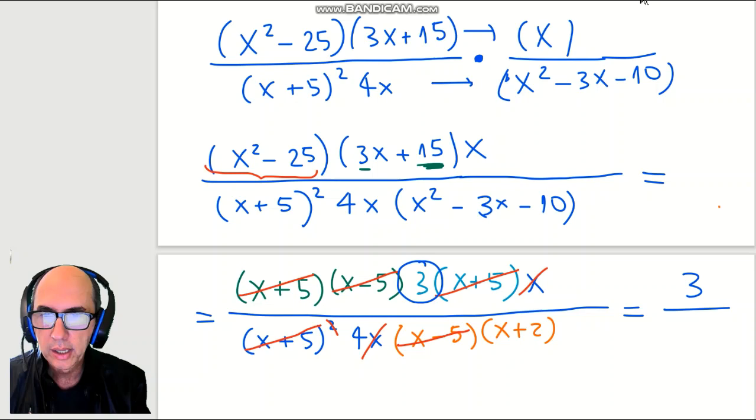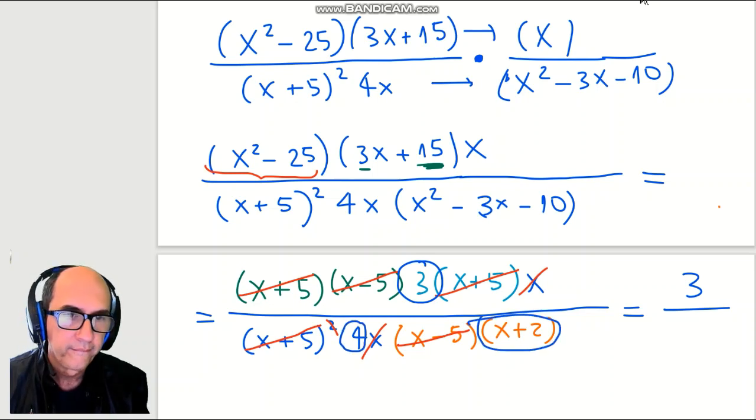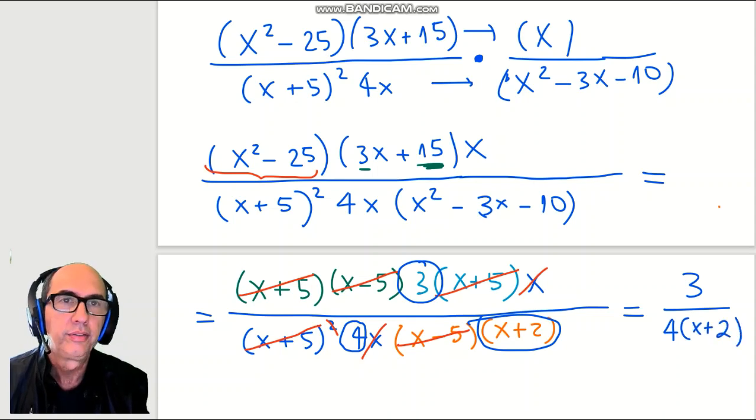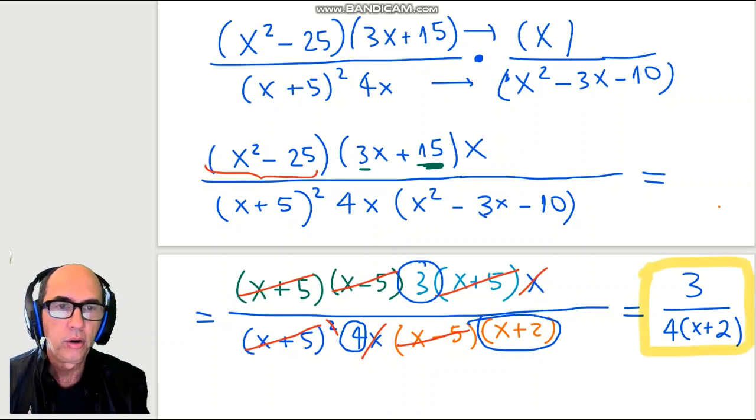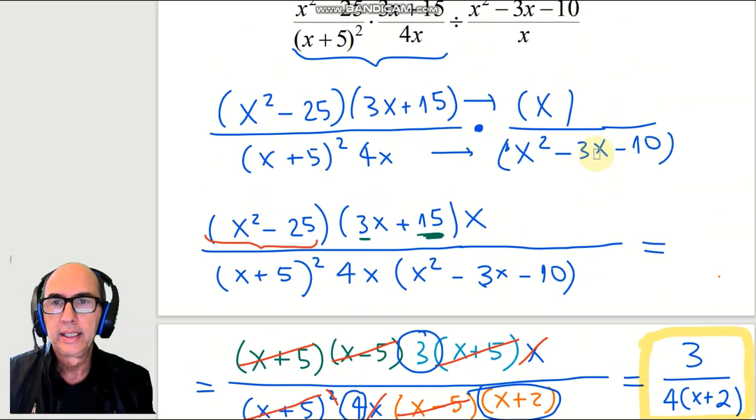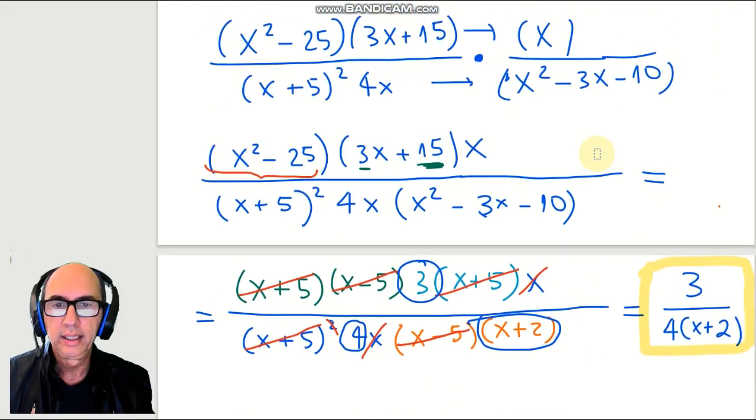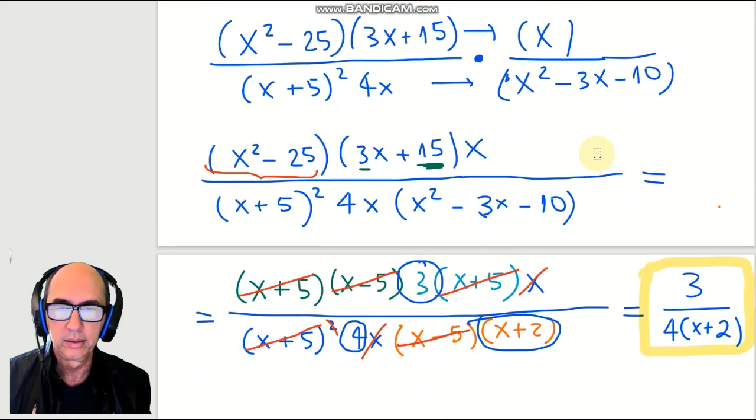What remains on the denominator? We have the 4 and the x plus 2. 4 times (x plus 2). That's the final answer. Another example, kind of long, but yes, we have to do it taking our time, step by step.